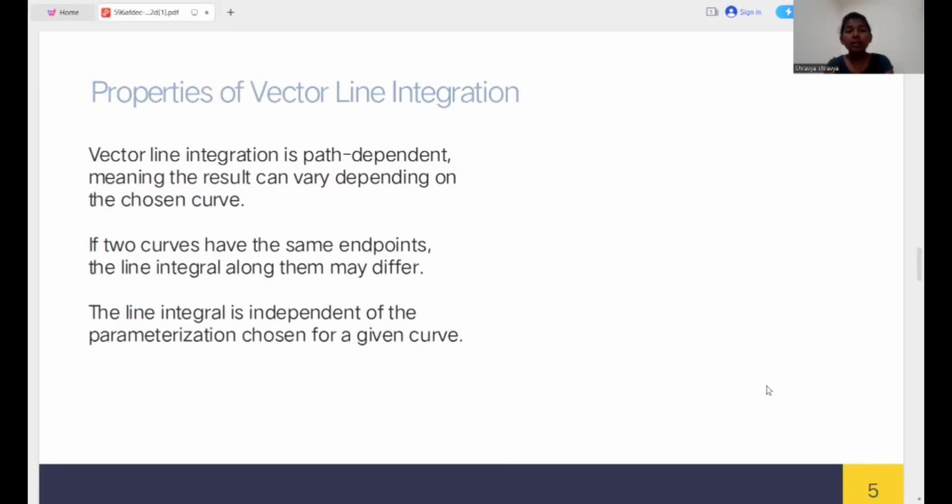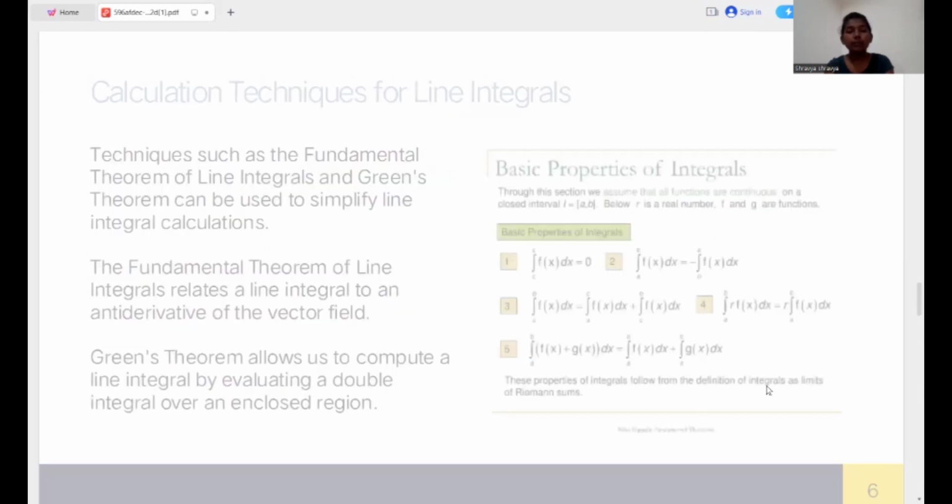When coming to the properties of vector line integration, vector line integration is path dependent, meaning the result can vary depending on the chosen curve. If two curves have the same endpoints, then the line integral along them may differ. And the line integral is independent of the parameterization chosen for a given curve.